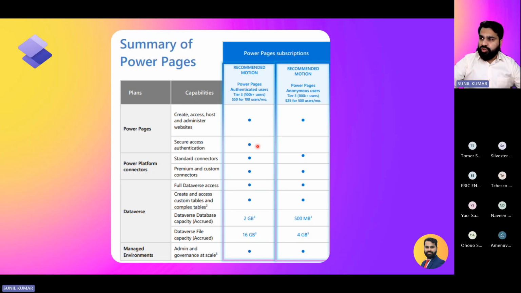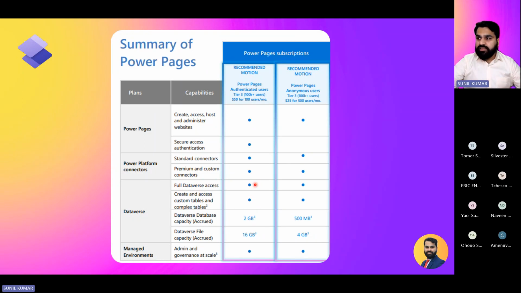These authentications could be of Azure AD access, right? It could be from any of the other authentication channels also, right? And Azure AD B2C is generally what we use here, right? And for anonymous, as the name suggests, it is for anonymous, so there is no secure authentication. There is no provision of logging in for the users, right? In this particular case, our platform connectors, standard connectors, and premium connectors are both available.